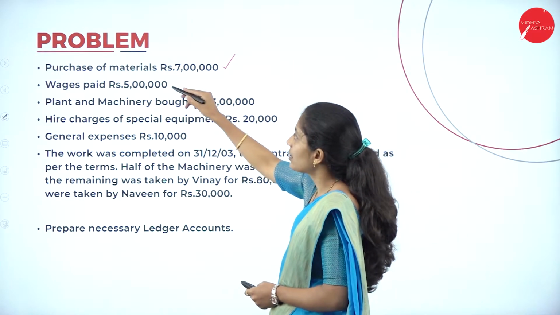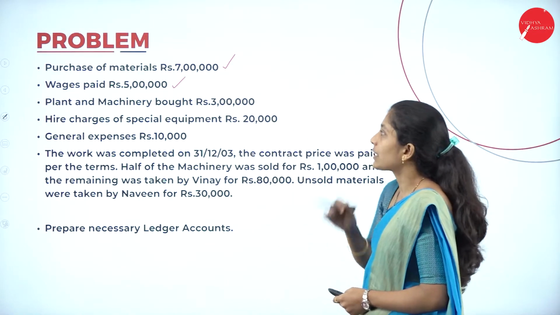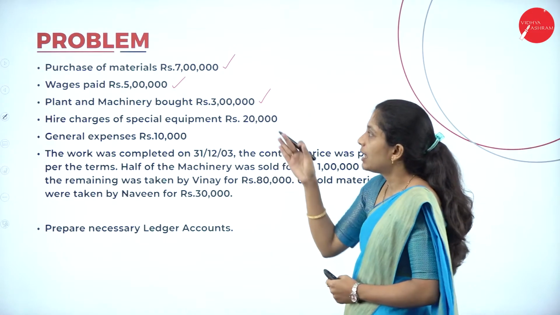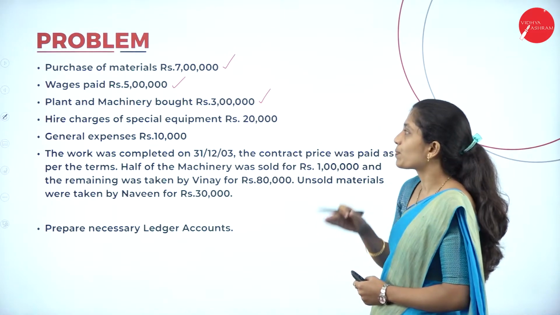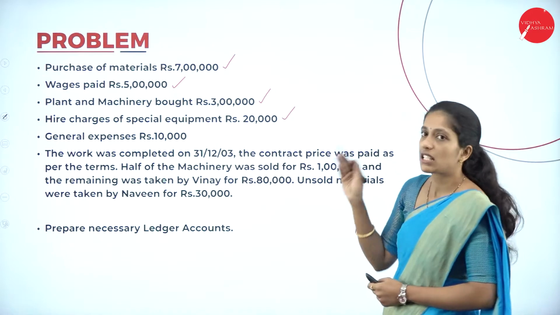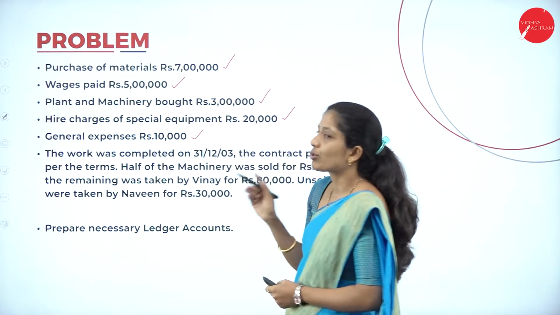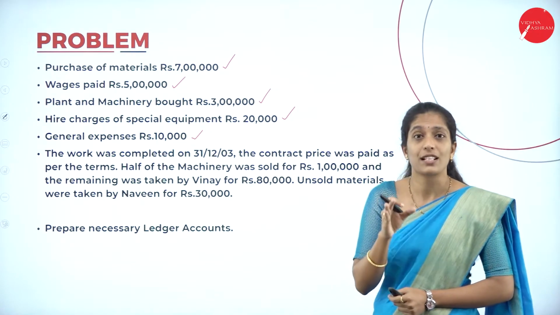Next, wages paid, incurred by the joint venture. Next, plant and machinery bought, this is also expense incurred by the joint venture. Next, hire charges of special equipment. So this is also expense incurred by the joint venture. Next, general expenses. So this is also expenses which is incurred by the joint venture.